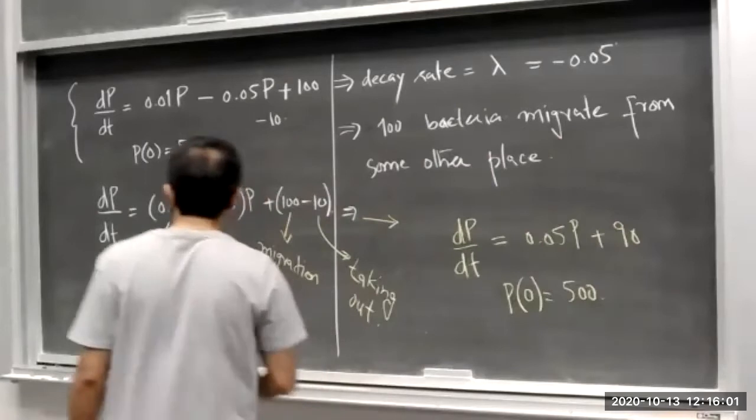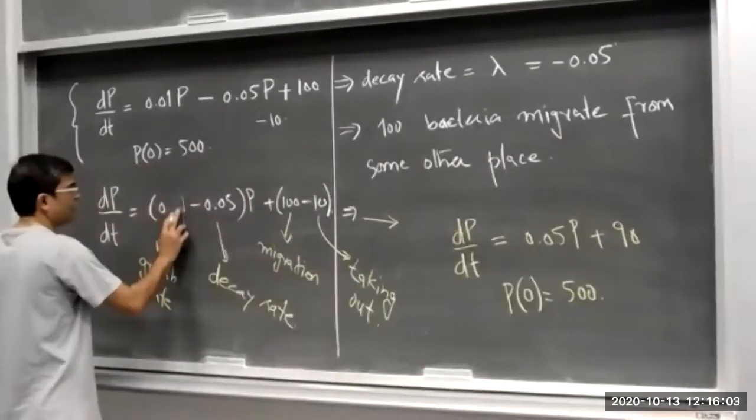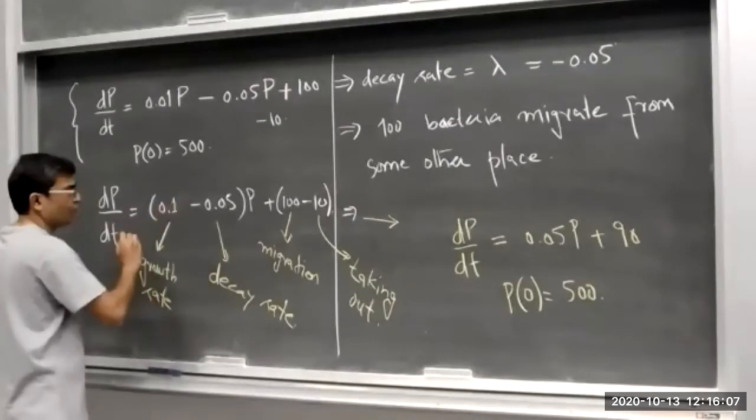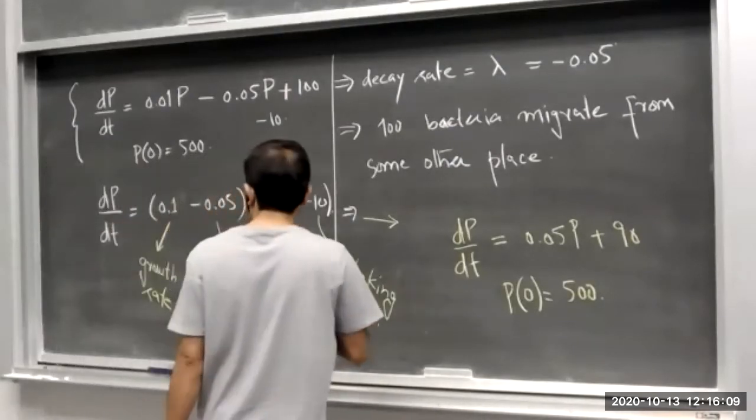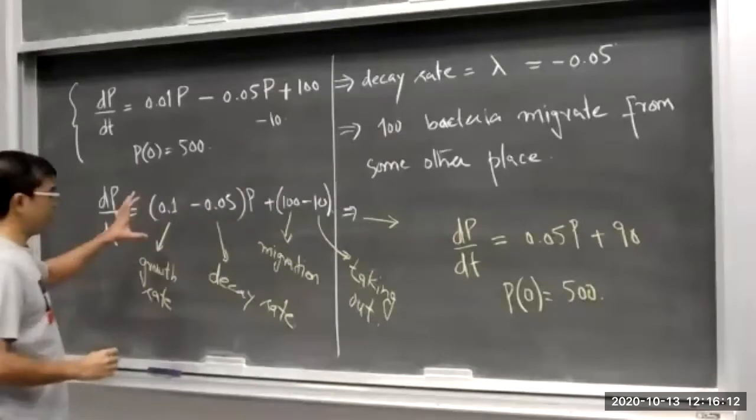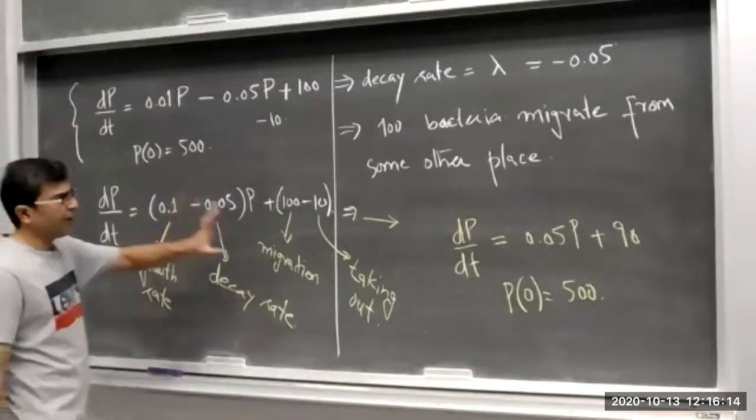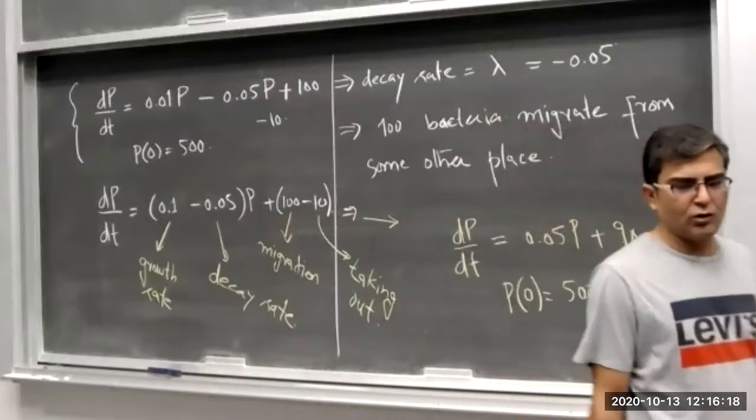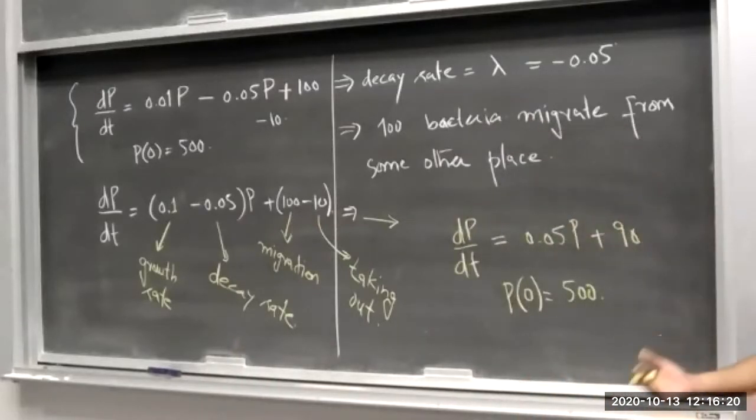Yes, the growth rate is 0.1, not 0.01, because it's 10%, so it is 0.1 here. So thank you very much. This will be your mathematical model corresponding to this situation. I hope you can solve it and find the population after 24 hours. You have to solve it.